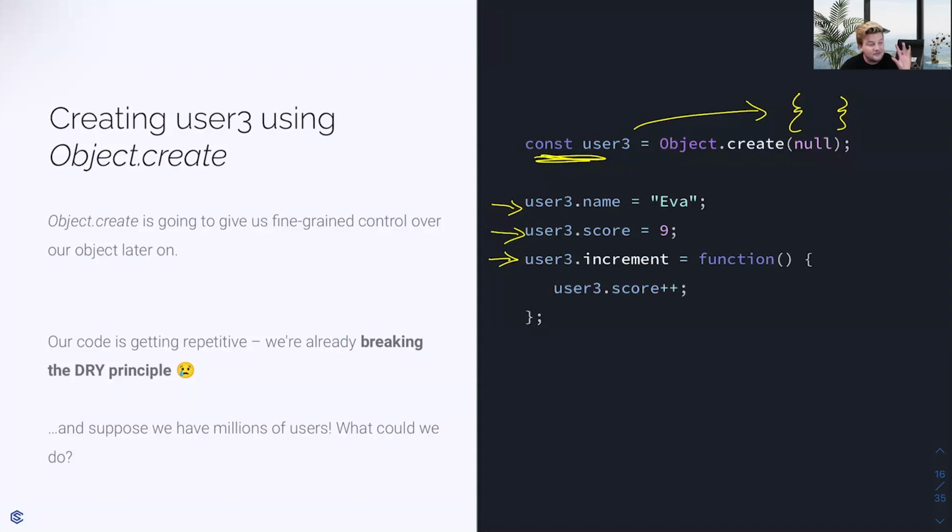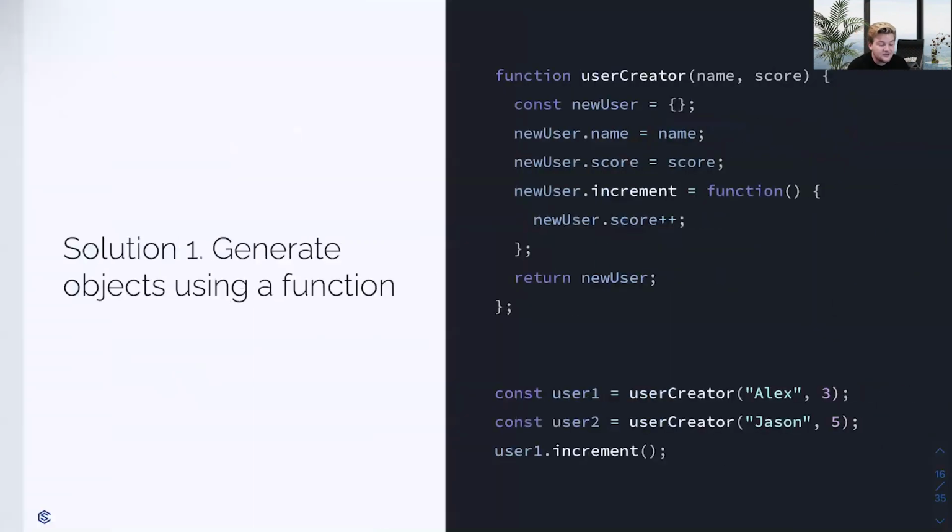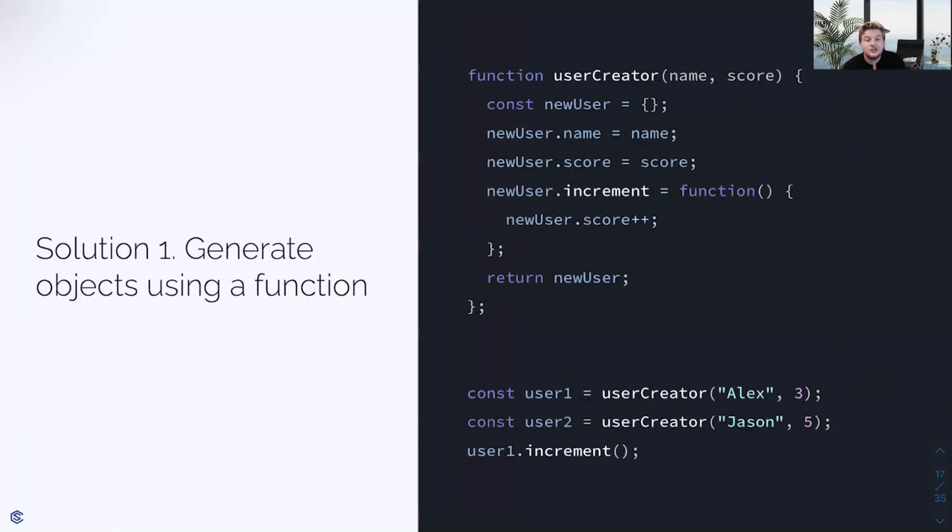We're going to talk about 4 different solutions for making our code drier and more efficient and more scalable and more dynamic. So we're going to start with solution number 1, which is going to be generating objects using a function. Now, like I mentioned, we're going to cover 4 approaches here.